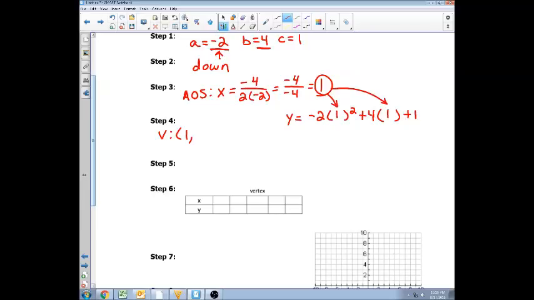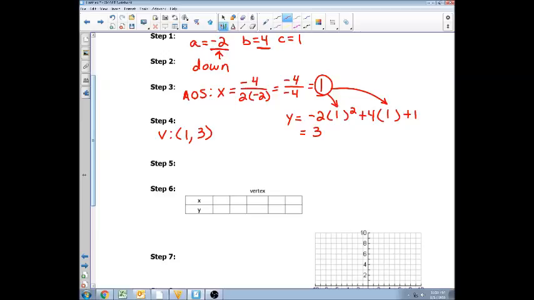So this would be 1 and 1. Well, 1 squared is 1. Again, you can type this straight through in your calculator. If you do type this straight through in your calculator, what you're going to end up with is +3. So my vertex is 1, +3.